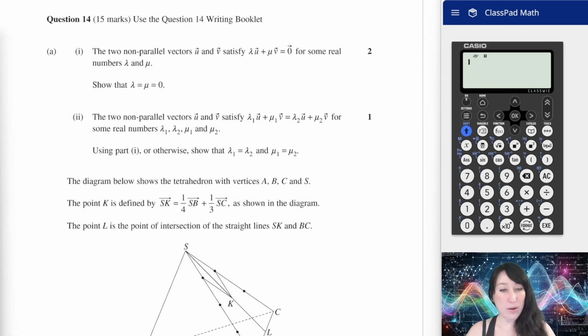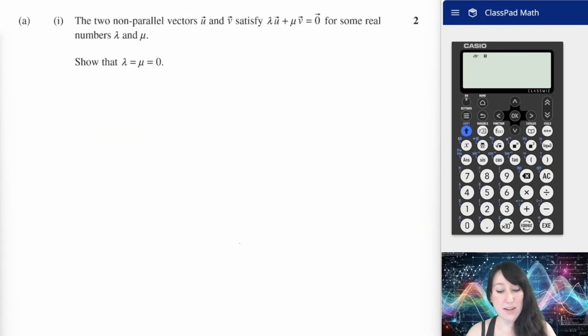Question 14a, part 1. The two non-parallel vectors, u and v, satisfy lambda times u plus mu times v is equal to the 0 vector for some real numbers lambda and mu. Show that mu is equal to lambda is equal to 0. Alright, if we think about the statement, it should make a lot of sense that u and v are non-parallel and they've been multiplied by scalars and they're adding to 0. The only way for that to happen is if they were parallel. But how do we show it?